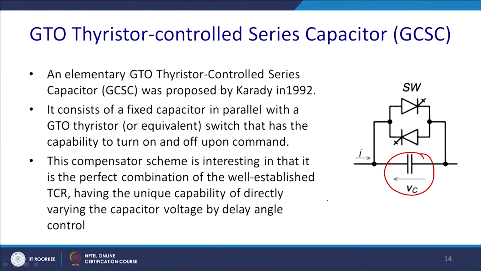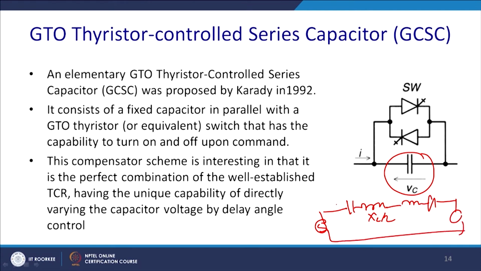Let us see how it works. You will place this capacitor in a transmission line. Let us recall our first diagram, the two machine theory. Thereafter, we have put a capacitor, so we have to split the inductor XL by 2, thereafter again XL by 2, and this is our model. And here it will be a variable capacitor. So, an elementary GTO thyristor controlled series capacitor.